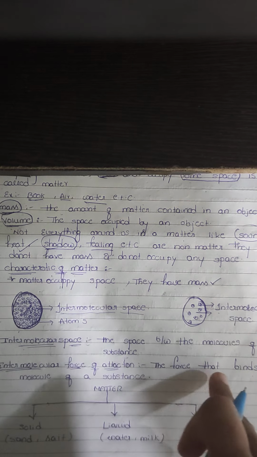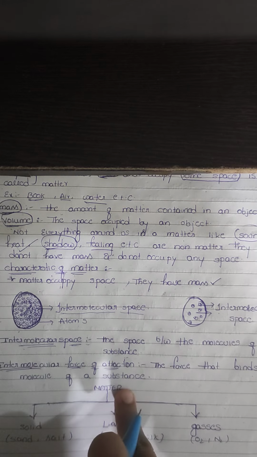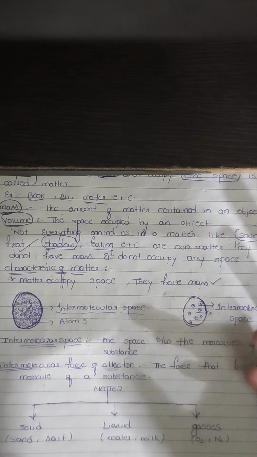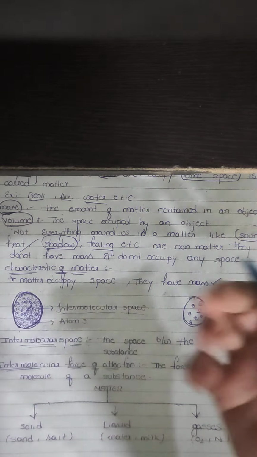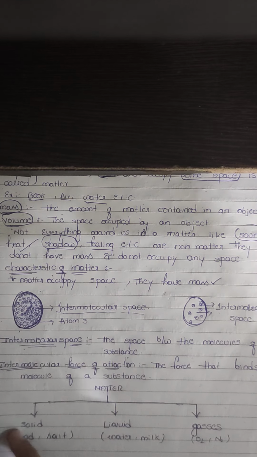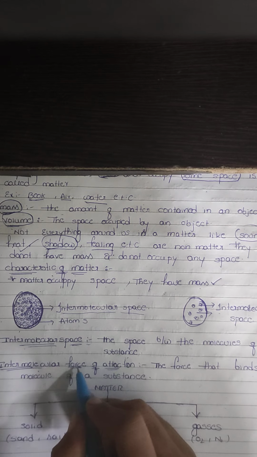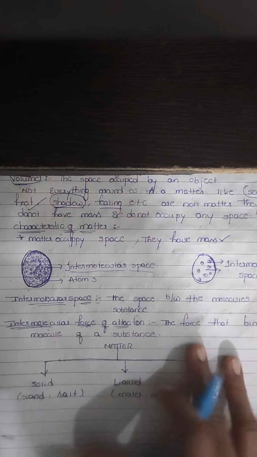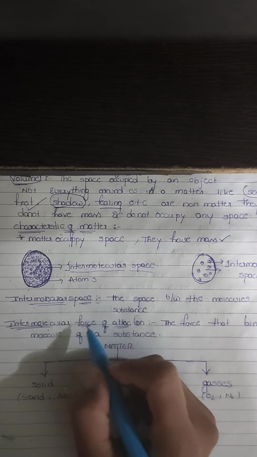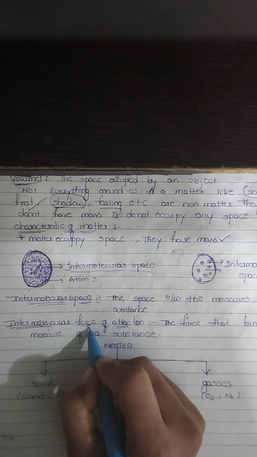Now what is intermolecular force of attraction? The force that binds the molecules of a substance. Here some atoms are there, and the force that binds the molecules of a substance is called intermolecular force of attraction. Got it? So I hope you understand intermolecular space and intermolecular force of attraction.